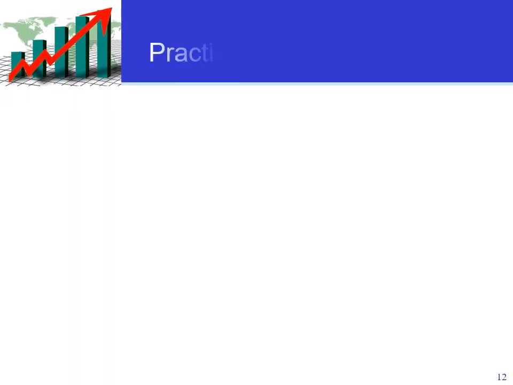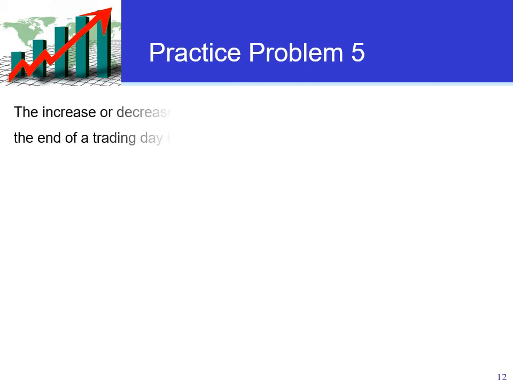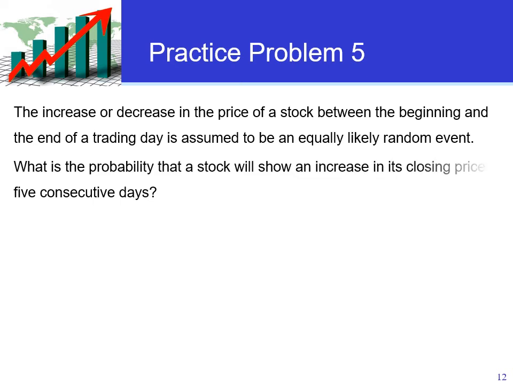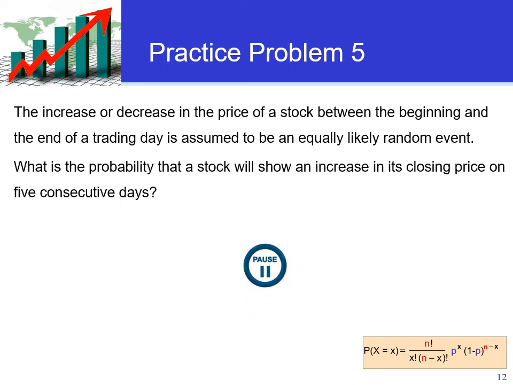This problem. Suppose an increase or a decrease in the price of a stock between the beginning and the end of a trading day is an equally likely random event. What is the probability that a stock will show an increase in its closing price on 5 consecutive days? You have the formula down below. Please pause, work on this problem. First try to understand it and then solve it, and then come back to see the solution.